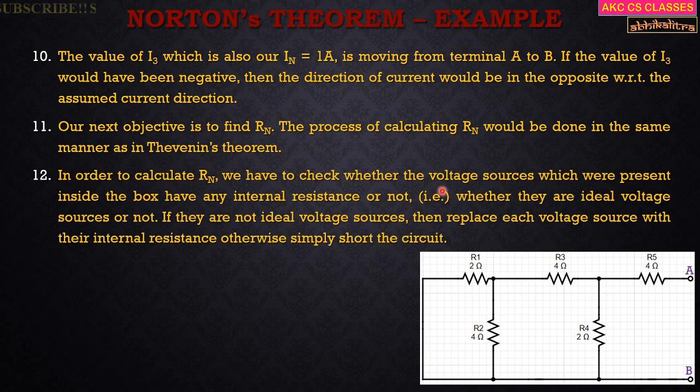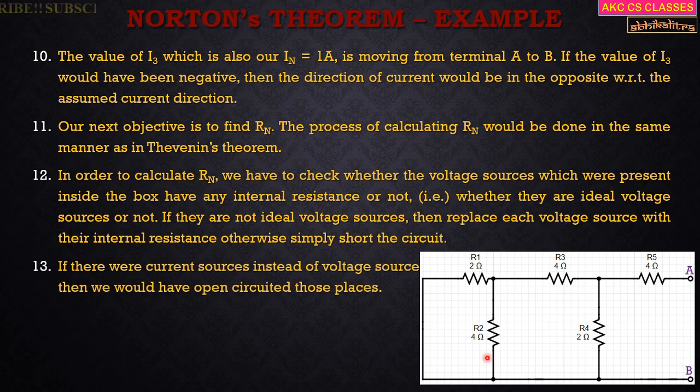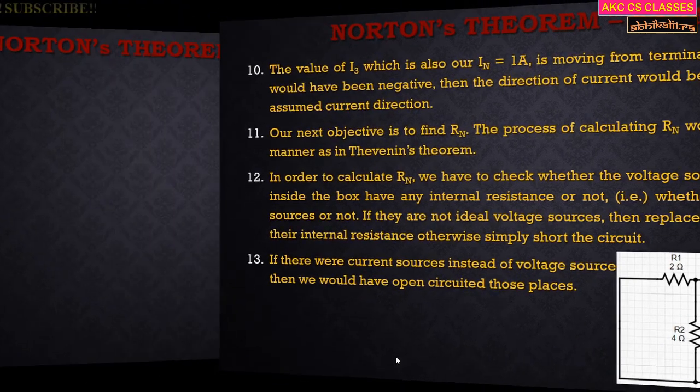So in order to calculate Rn, we have to check whether the voltage sources which were present inside the box have any internal resistance or not, that is, whether they are ideal voltage sources or not. If they are not ideal voltage sources, then replace each voltage source with its internal resistance. Otherwise, simply short the circuit, right? So we have actually shorted the circuit. What if there were current sources instead, or voltage sources or current sources present in our circuit? For voltage sources the concept is clear, but for current sources we will open circuit those places. So if there were current sources instead of voltage sources, we would have open circuited those places.